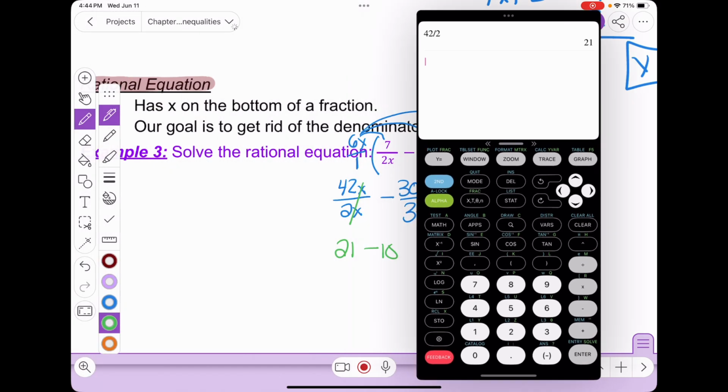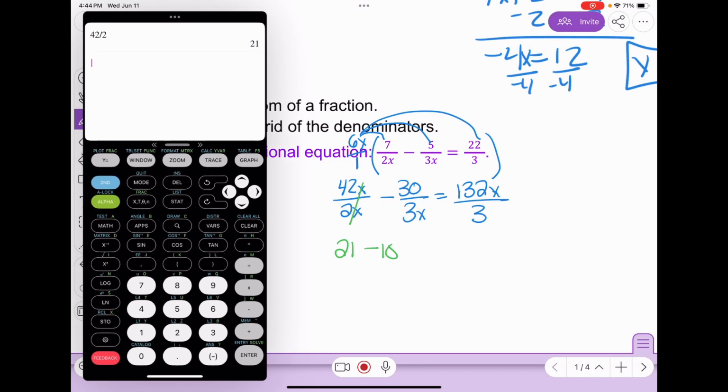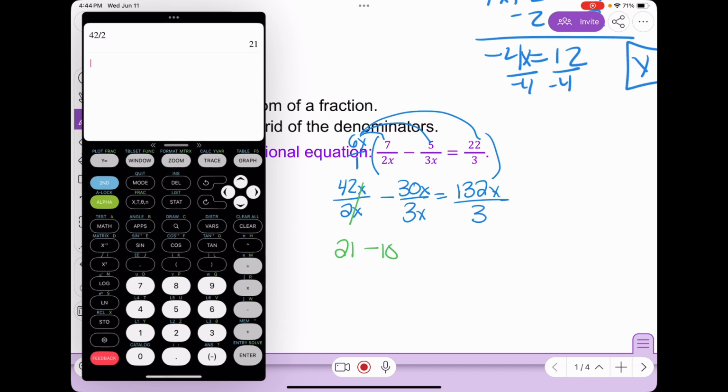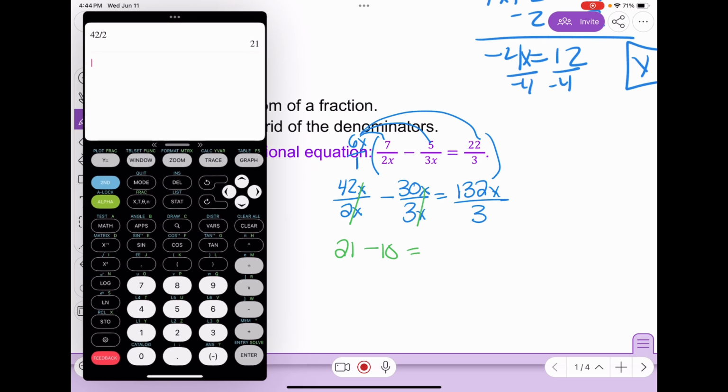Oh, I forgot the x there when I multiplied. Sorry, so 6x times 5. So that x will also cancel. And then 132 divided by 3 is 44. And there's no x on the bottom, so it stays there.